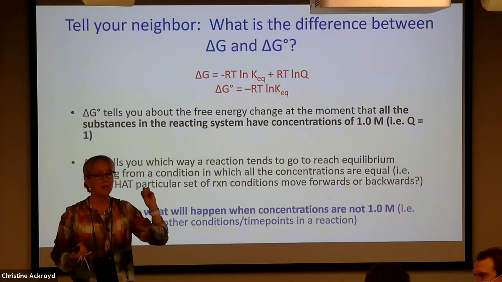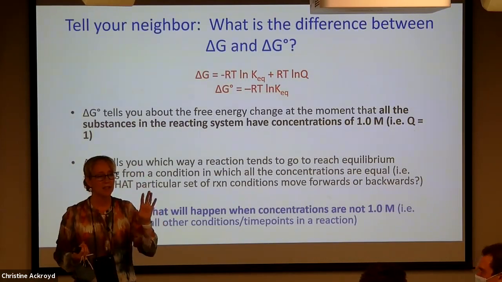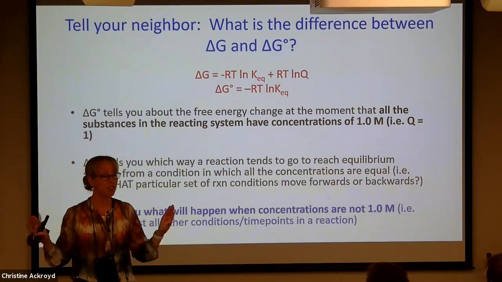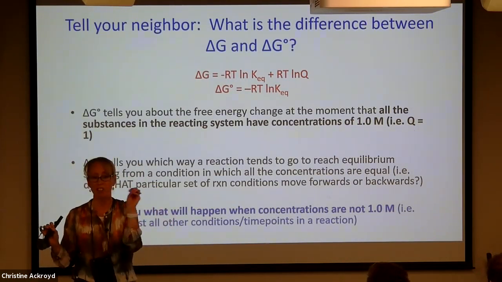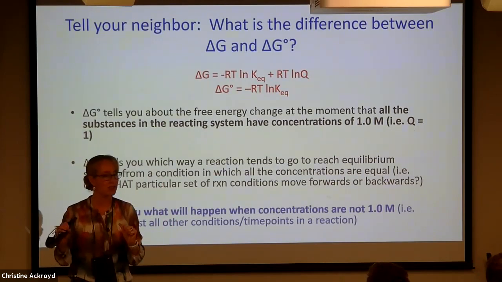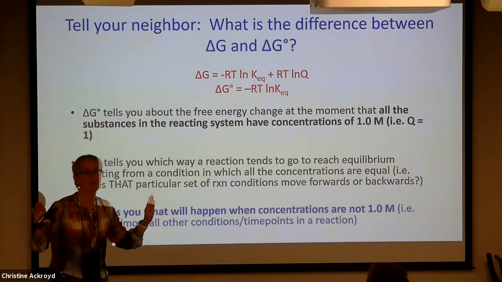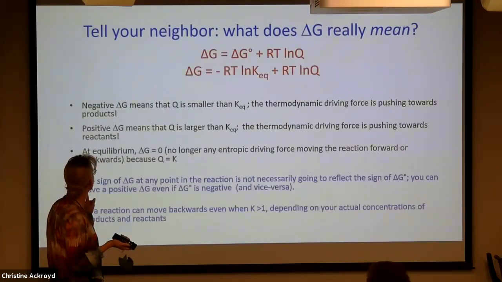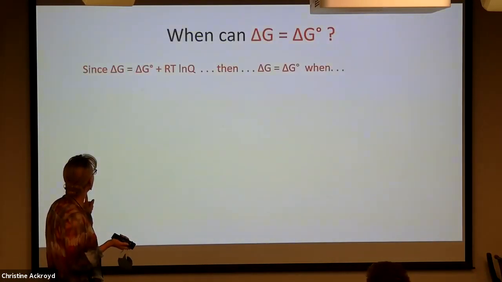If you can, in your mind, consider that delta G naught and delta G are actually two different categories. That's hard to do when they look the same, except for the little naught. But they're actually two very different things. Okay. Know that.